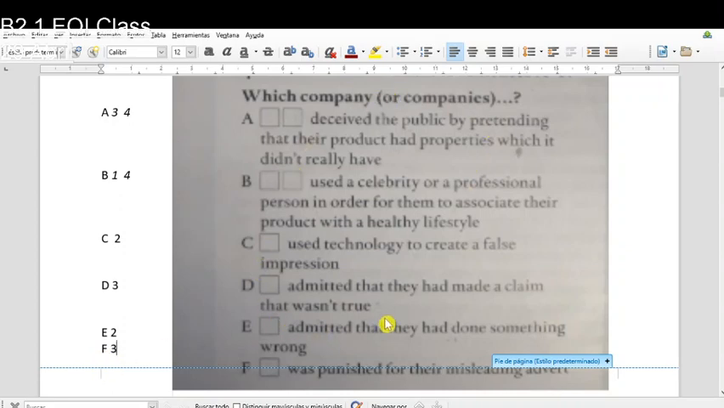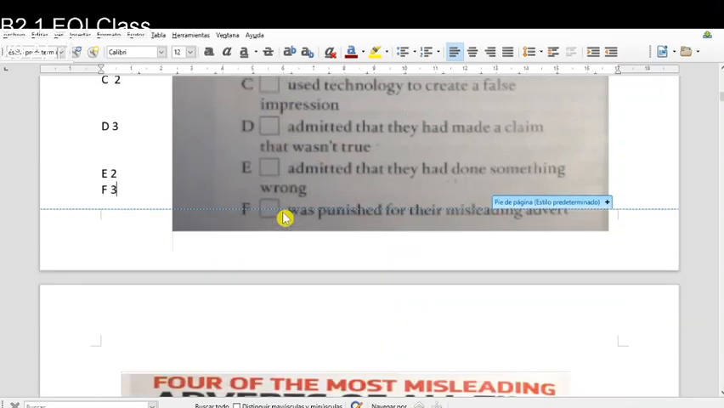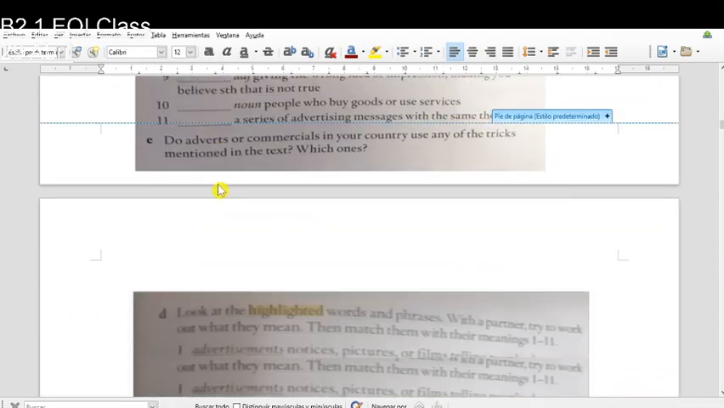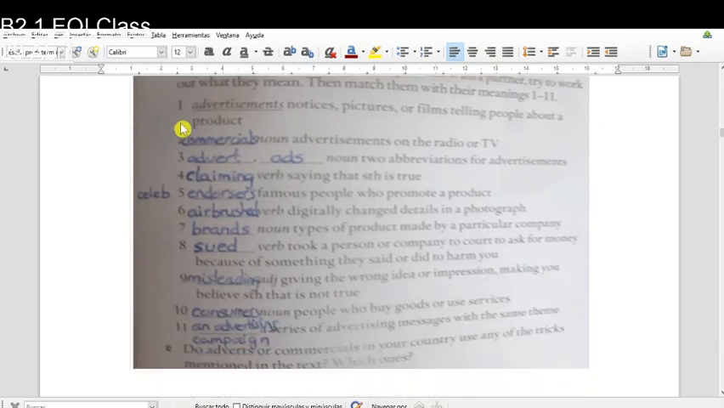Then we have this exercise finished, and now let's look for highlighted words and phrases in the text. Then number two, I'm going to show you here. That is better. Then number two, commercials. A commercial is a noun because commercials are the advertisements on the radio or TV. La propaganda. La propaganda después de la serie esta. Commercials. Number three, the abbreviation for advertisement. You can use advert or ads. Both of them are correct.